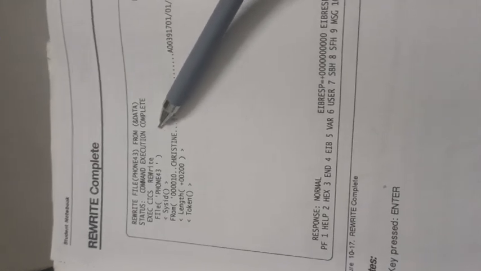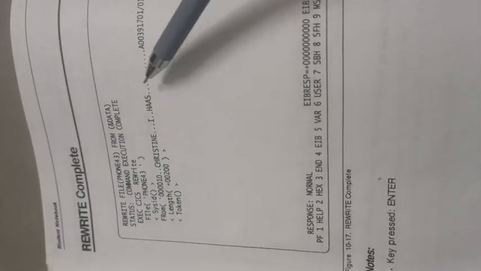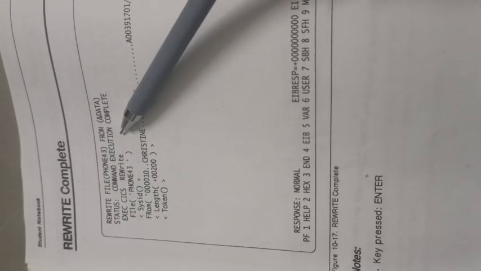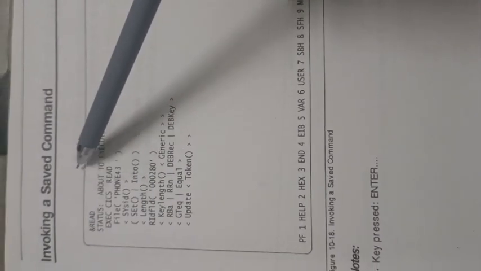After pressing the Enter key, you can see the rewrite is completed, because earlier I gave a read file and update, but it is going to rewrite the same file. So the rewrite command is executed because we are updating the same file. You can see the response is normal and the EIB response is 0. Now you can press the Enter key again to save, invoking a saved command.